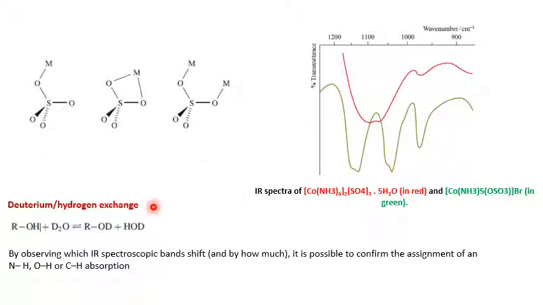Deuterium and hydrogen exchange. When the hydrogen atom in an XH bond is exchanged by deuterium, the reduced mass of the pair of bonded atoms changes and shifts the position of the absorption in the IR spectrum due to the XH stretching mode. Shifts of this kind can be used to confirm the assignment in the IR spectrum.